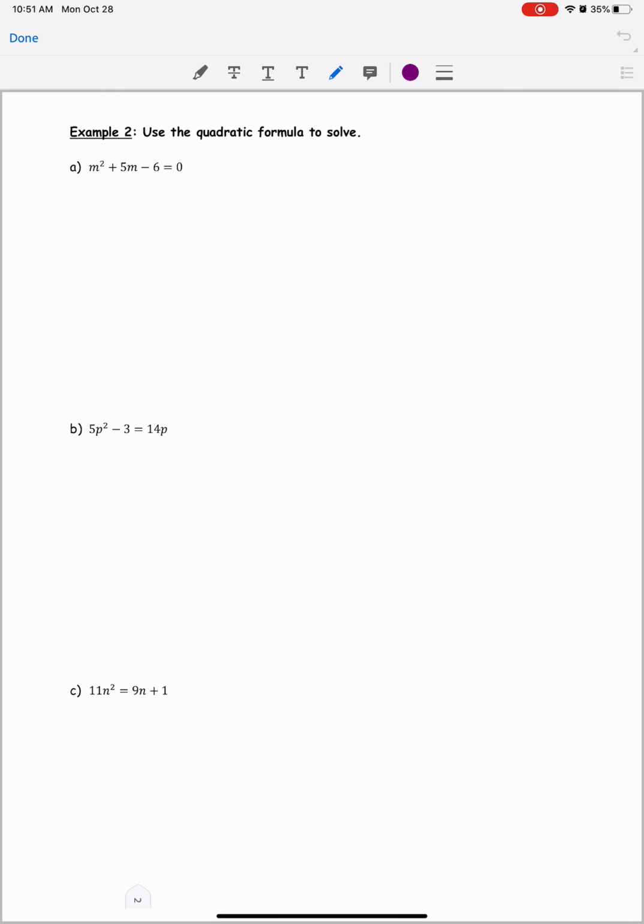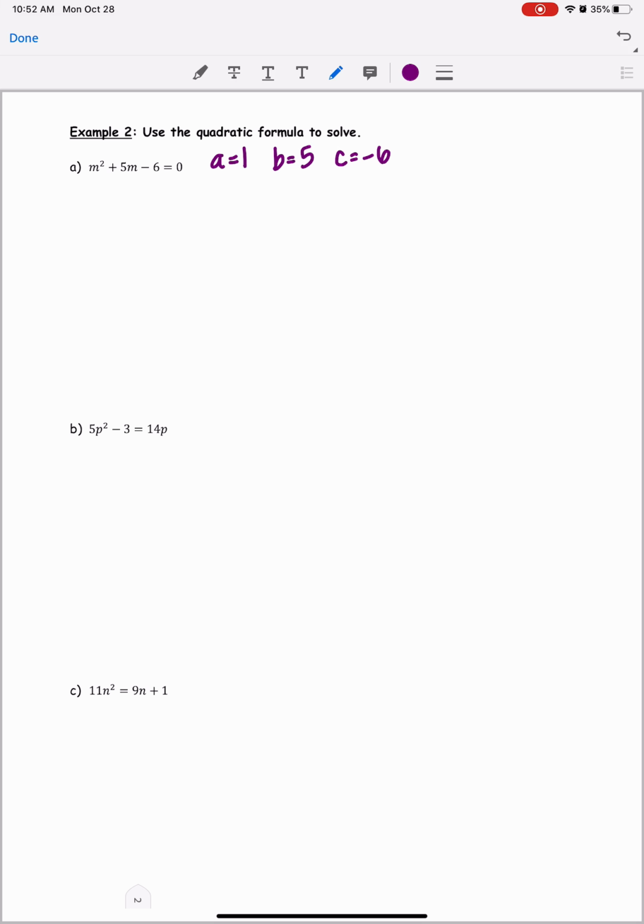Okay, so we got an A, B, and C. On A, is this in the correct form? Yes, it is. Why is it in the correct form? Because it equals 0. So then what's your A, B, and C? My A is 1. My B is 5. And my C is -6. And remember to include that negative.